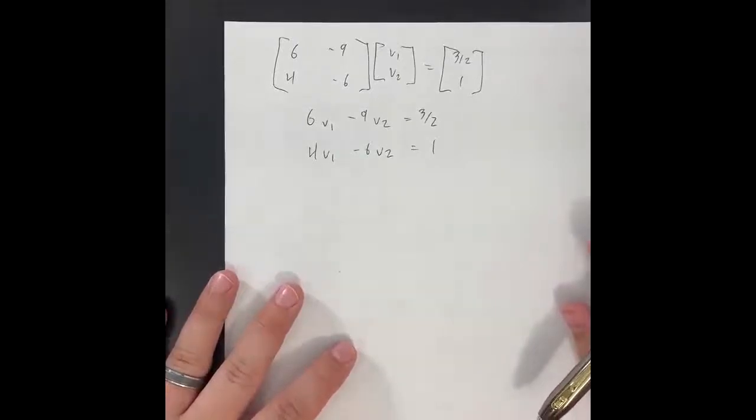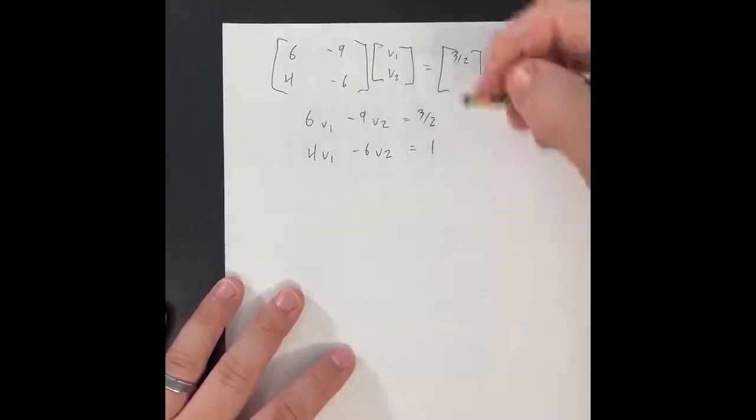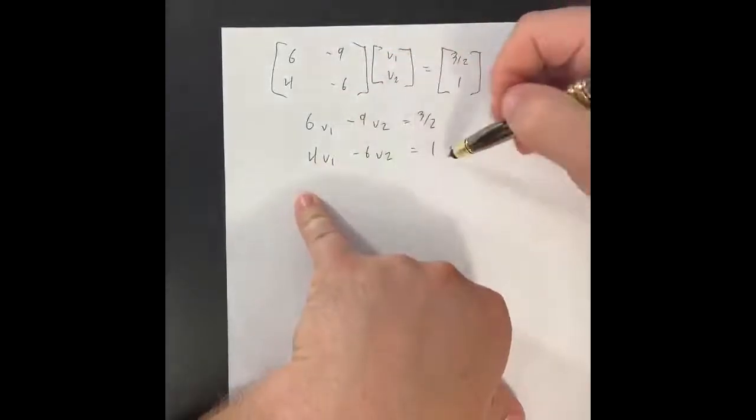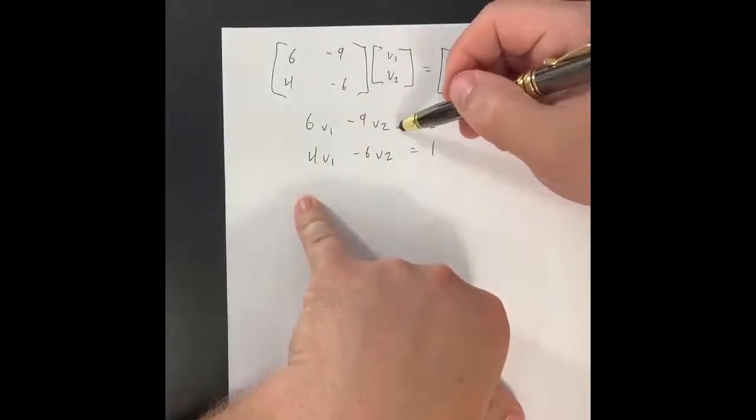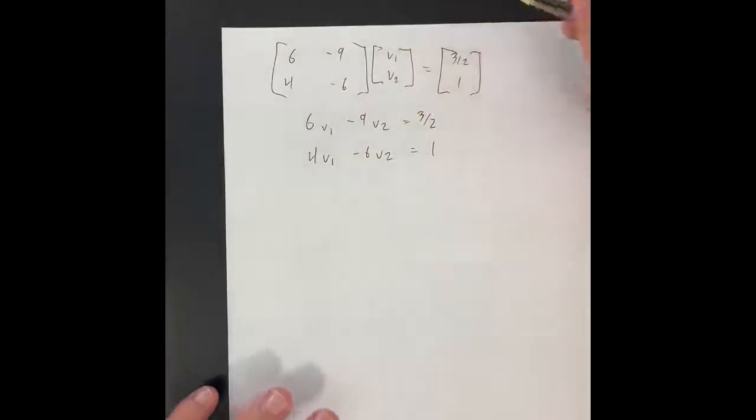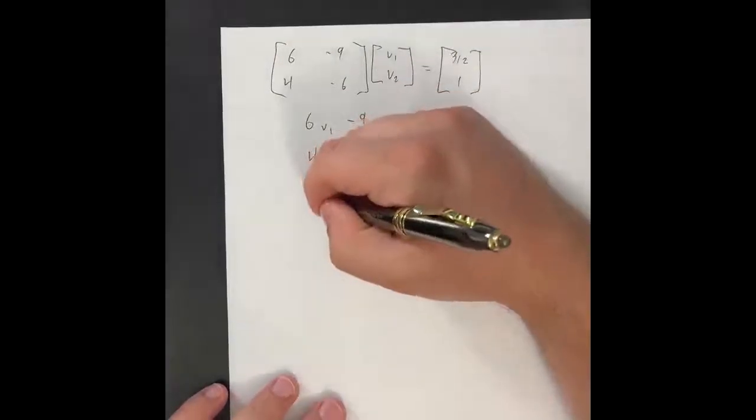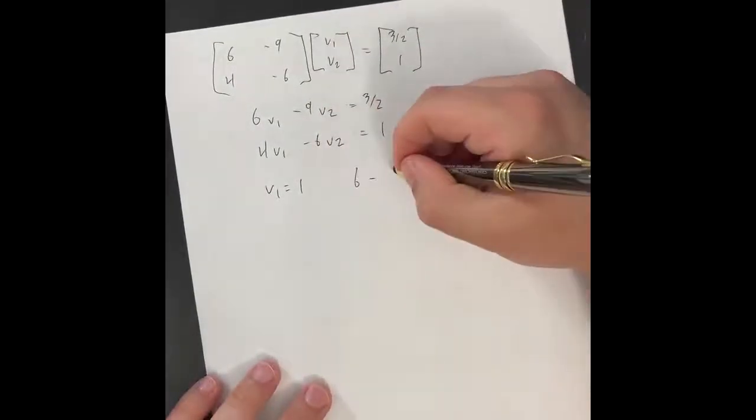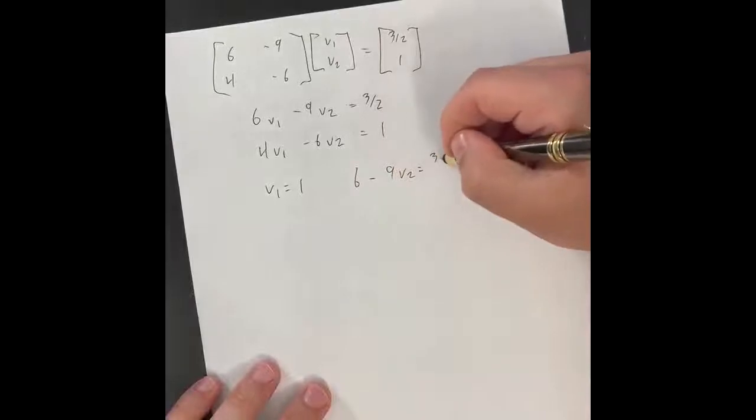So again, these equations are redundant as well. If you multiply the second one by 3/2, you would get the first equation. So we make a choice again. For example, we can choose, say, v1 to be 1. In that case, we get 6 minus 9v2 equals 3/2.